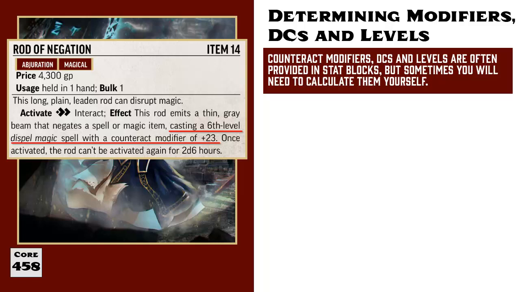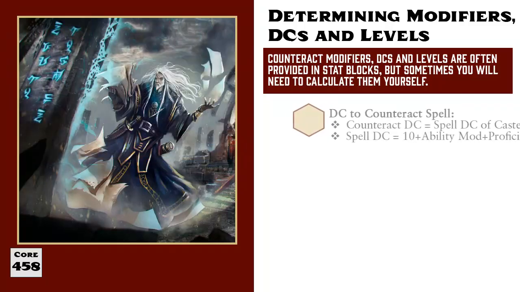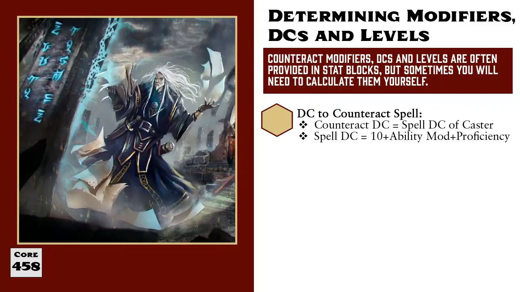But more often than not, you will need to calculate these on your own when spells are involved. And the good news is, it's not terribly hard to do that. If the effect you are counteracting is a spell, then its counteract DC is the same as the spell DC of the person who cast it. If you're using an official stat block from one of the published adventures, then the work is done for you and the spell DC should be listed there for that casting character.